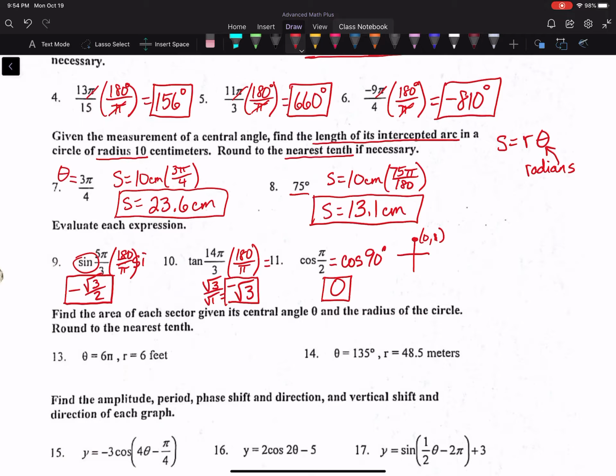Okay? So if you've forgotten, I'm using rock, excellent rock, excellent on that one. So cosine is x over r, so 0 over 1. Boom.